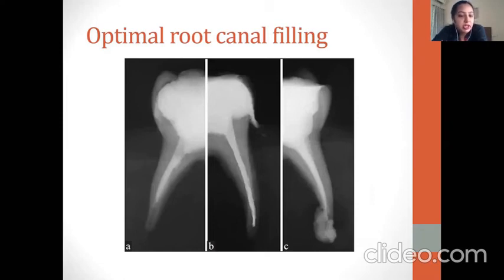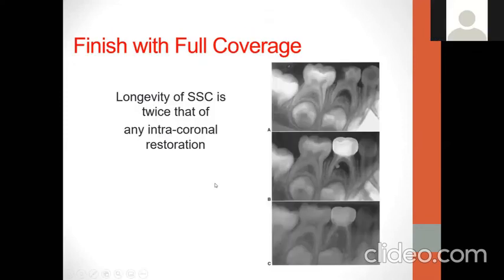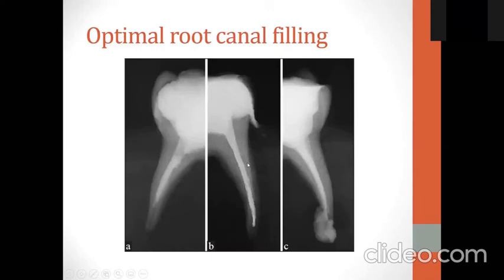A picture is showing an underfilling. जो रूट है उसके अंदर देखो आपको अपाइकल थर्ड में एम्प्टी स्पेस दिखाई देता है. ओके, एम्प्टी स्पेस दिखाई देता है. दिखा? Yes, ma'am. Empty space. That is an underfilling. That is an underfilling.